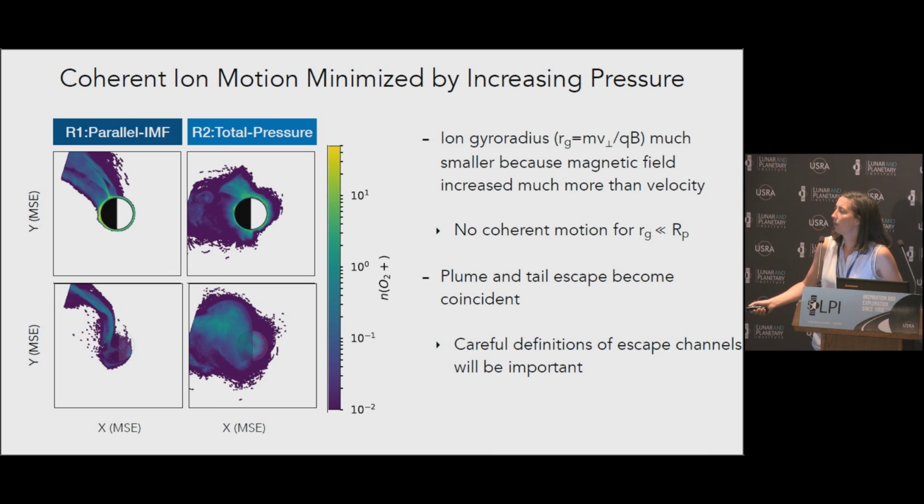This means that where on the left we have plume escape and tail escape as two distinct channels, now everything's kind of this mushy blob. And so it'll be really important when we're applying knowledge from how different escape channels scale with different drivers, from our knowledge at Mars to exoplanets. We have to be very careful in how we define these different channels, and maybe not just use spatial location, but use how ions are originally accelerated as our definition.